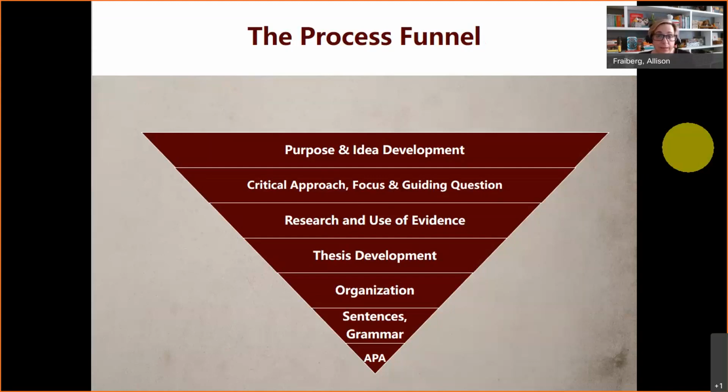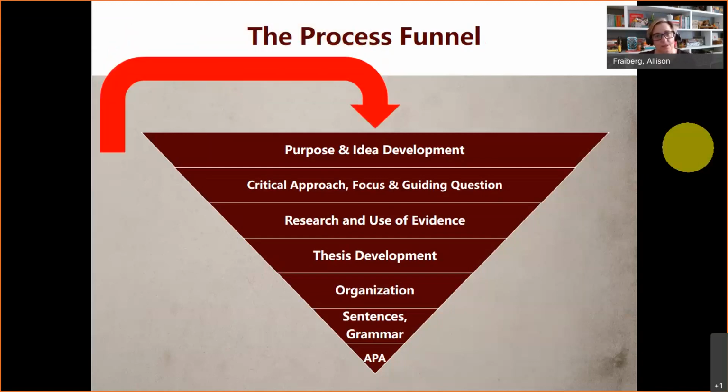And I like to break it down in terms of this funnel. And this is something you just kind of go through. So the first thing you work on is purpose and idea development, which we'll talk about. Then you'll work on critical approach, your focus, your guiding question, then research and evidence, then thesis development, then organization, then sentences and grammar, then APA for us.